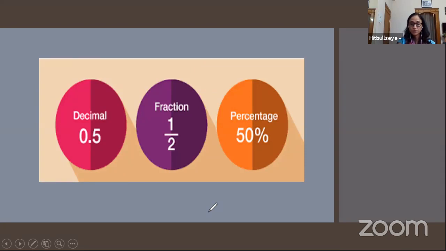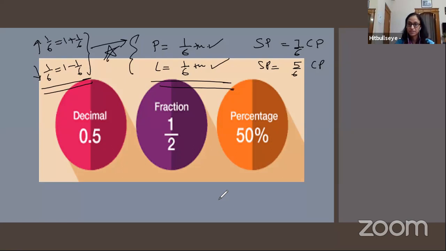Okay. Let me just undo that. Okay, tell me. 5 by 6 is a problem, right? So loss. Okay. Loss is 1 by 6. Right, Raja? So how do we incur a loss? Loss is incurred only when cost price is more than selling price, right? So your reference point is always cost price. That means your selling price was reduced. Why? Because selling price is less than cost price, right?